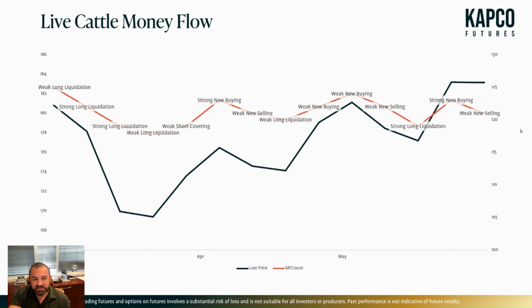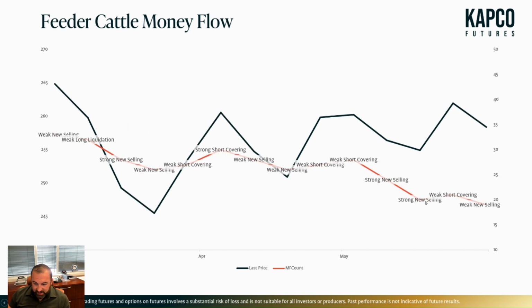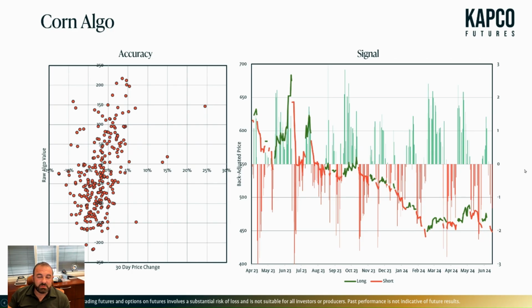We saw that with the seasonals, right? Where we have 2 of those 3 years giving us a late year rally, or I should say a sustained rally through the end of the year. The seasonality is supportive of that. The money flow is supportive of that as well. Feeder cattle money flow, it's been a lot of kind of nothing, very sideways type stuff. So we'll blast through this one here, move on to the algorithm.